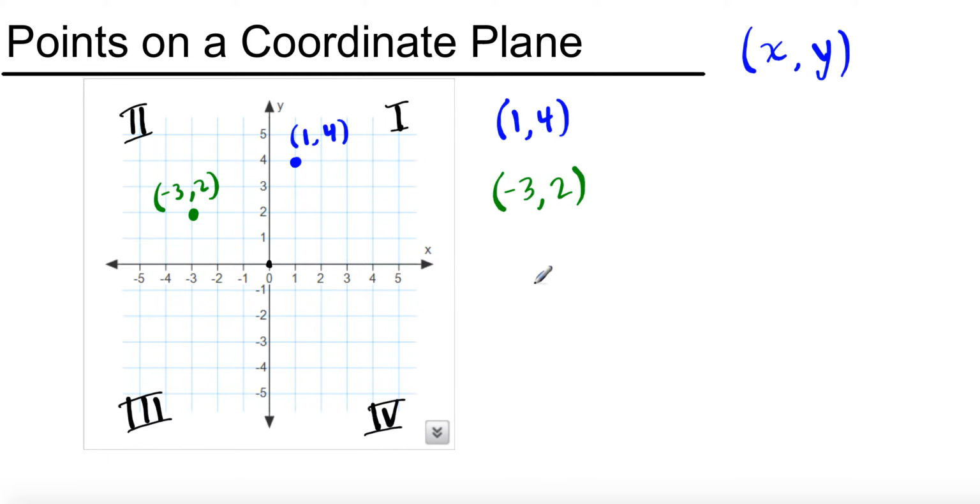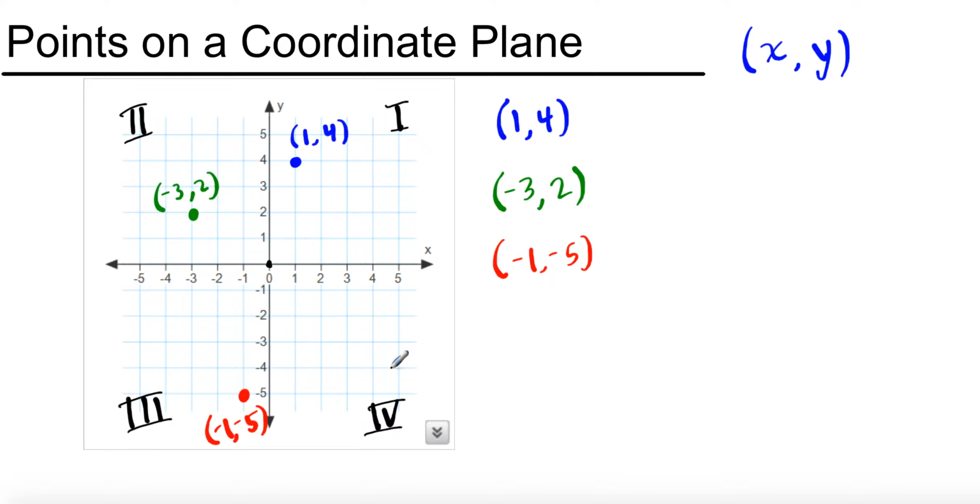Let's plot one more. Let's take a look at negative 1, negative 5. Starting at the origin, move on your x-axis first. It's negative 1, so we're going to move left. And then it's negative 5 for the y-coordinate, so we move down towards negative 5. And there's our point, negative 1, negative 5. And it lies in the third quadrant.